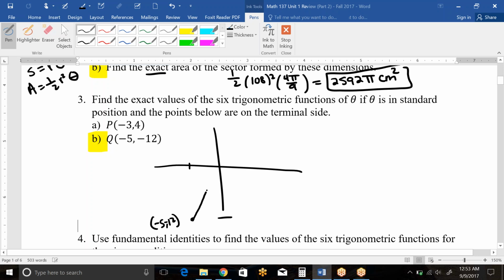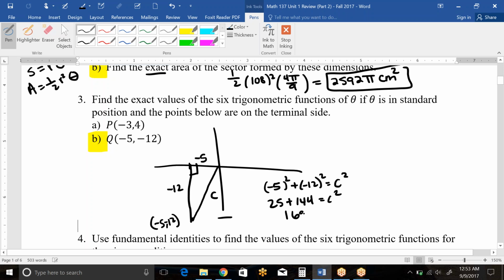So you immediately draw a line to the origin, and then you draw a line to the x-axis. That's how you make your triangle. So this is a -5 and a -12, and we're looking for c. So -5 squared plus -12 squared equals c squared. That's 25 plus 144 equals c squared. That's 169 equals c squared, or c equals 13. Radius is always positive, or hypotenuse for us, when we're talking about these standard positions.